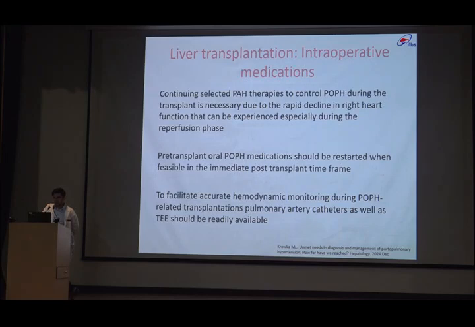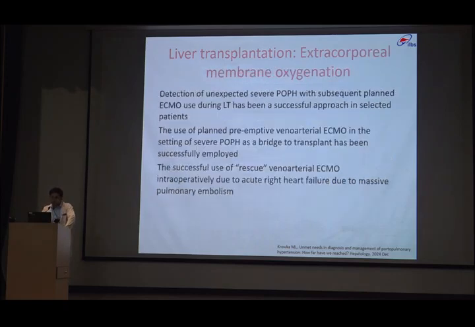From the liver transplant perspective, what are the intraoperative medications? Continuing selected PH therapies like prostaglandin analogs to control POPH during transplant is necessary due to the rapid decline in right heart function that can be experienced during the reperfusion phase. Pre-transplant oral POPH medication should be reinstituted whenever feasible in the immediate post-transplant time frame. To facilitate accurate hemodynamic monitoring during POPH-related transplantation, pulmonary artery catheters as well as transesophageal echocardiography should be readily available.